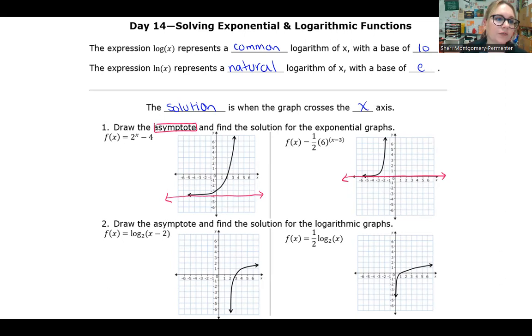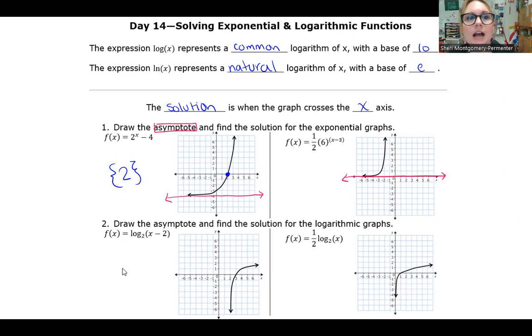And the next part is finding the solution. So the solution is where the graph crosses the x-axis. So on the first graph, do you see where the graph crosses the x-axis? Where does this graph cross the x-axis? So this is the x-axis, right there at 2. And that is your answer. You could put it in a little set if you wanted to.